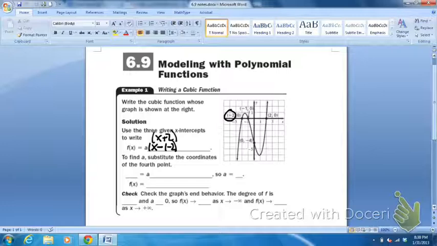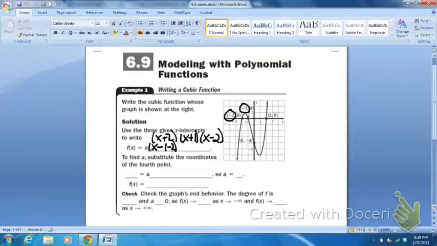And the other 0 is -1. So if we do x minus -1, it's really going to be x plus 1. And the final 0 is at 2. So if I do x minus that 0, it's going to be just x minus 2. Now, in the other section, we would just multiply all those factors out and we would have our polynomial function.